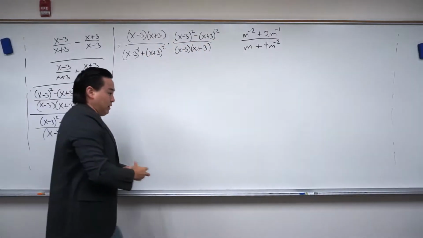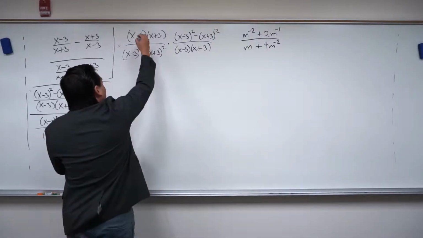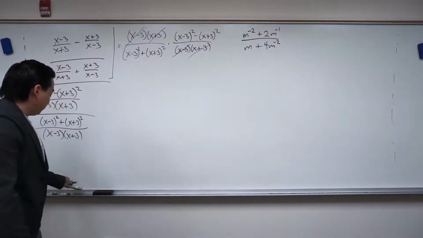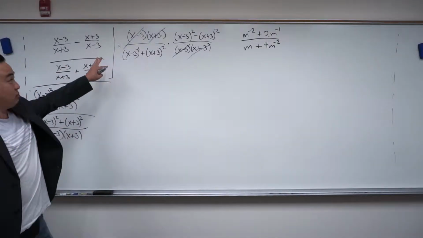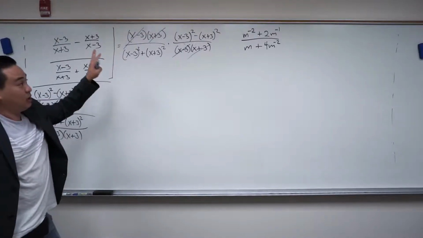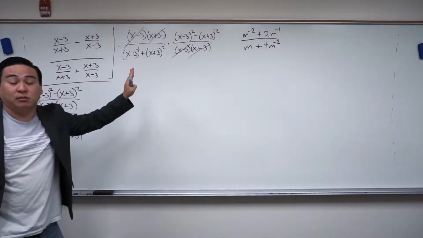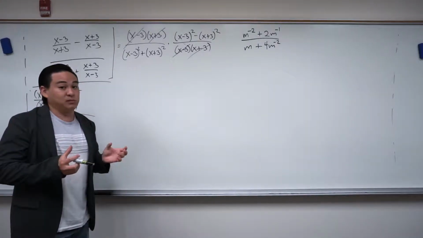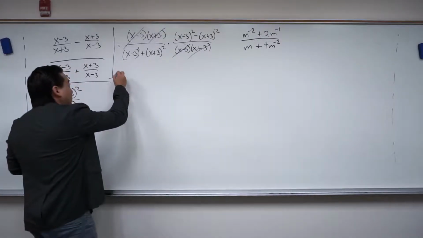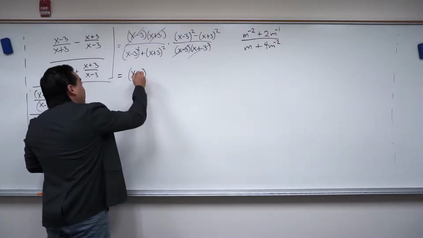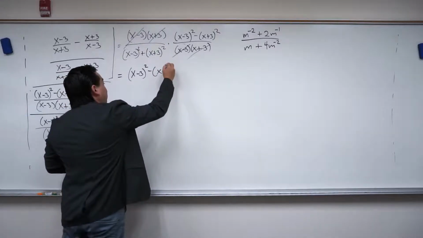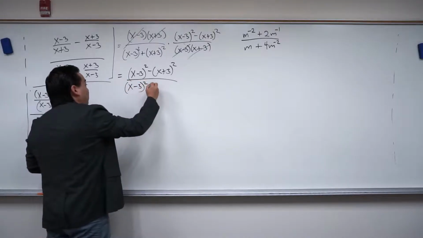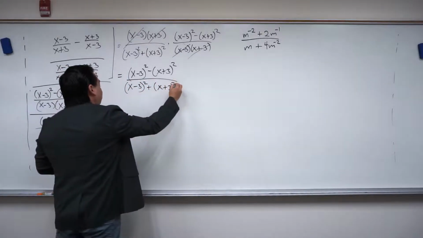So right now, this and this all cancel. The one thing that you cannot do is cancel the x minus 3 squared plus x plus 3 squared with the other side because there's a subtraction in the middle. So the only time we can do cancellation when there's a division is if it's multiplication. So we have to actually evaluate all of this. So x minus 3 squared minus x plus 3 squared, divided by x minus 3 squared plus x plus 3 squared.